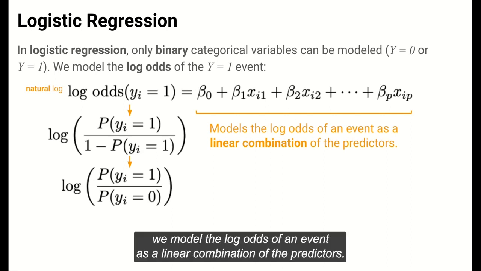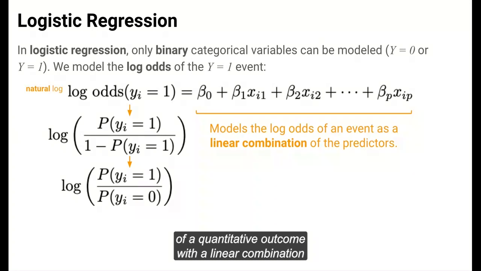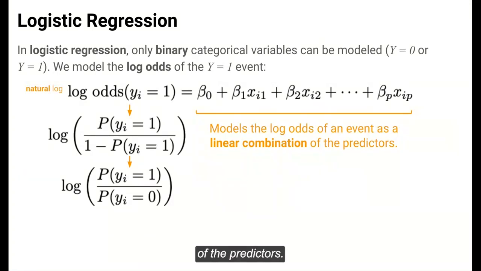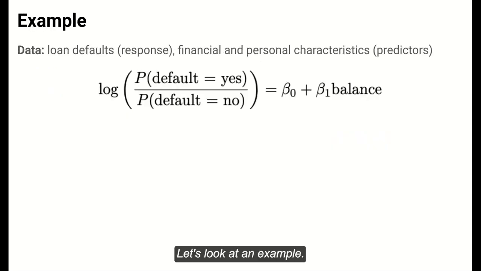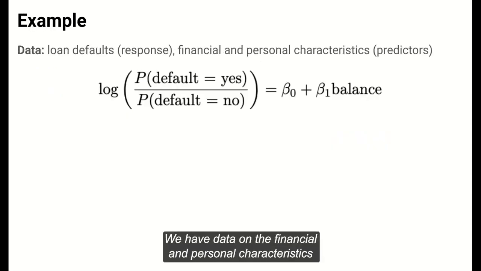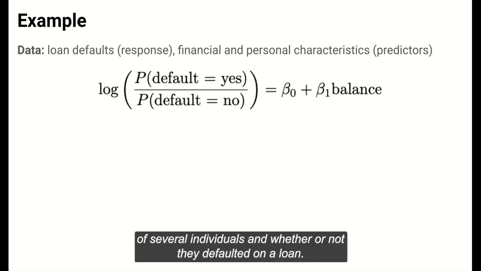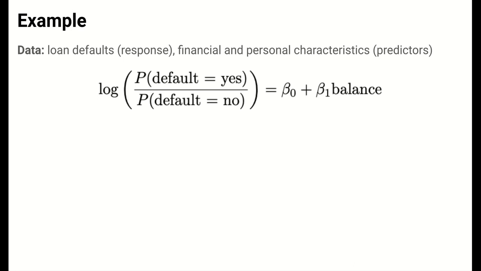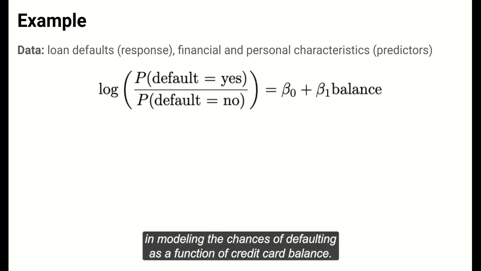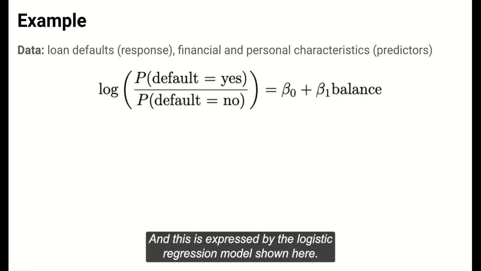In logistic regression, we model the log odds of an event as the linear combination of the predictors, just like how in linear regression we model the average or expected value of a quantitative outcome with a linear combination of the predictors. Let's look at an example. We have data on the financial and personal characteristics of several individuals and whether or not they defaulted on a loan. We're interested in modeling the chances of defaulting as a function of credit card balance, and this is expressed by the logistic regression model shown here.